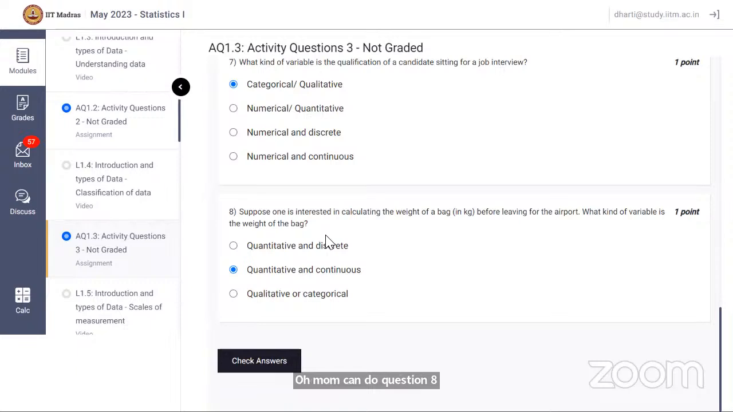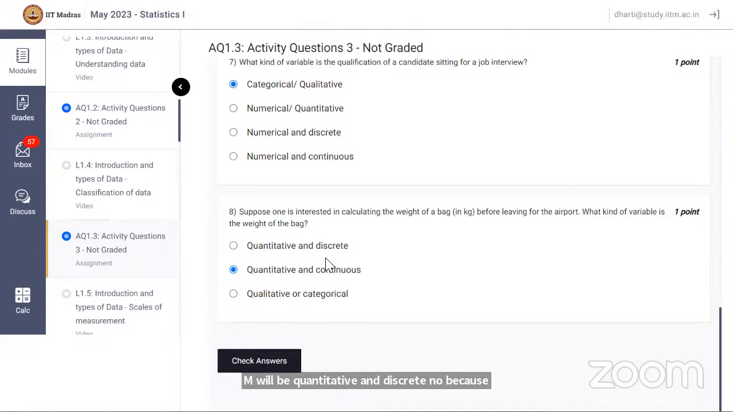Suppose one is interested in calculating the weight of the bag before leaving for the airport. What kind of variable is the weight of the bag? Yeah, you just tell me first, then I will. Ma'am, it'll be quantitative and discrete, no? Because you'll get one value.